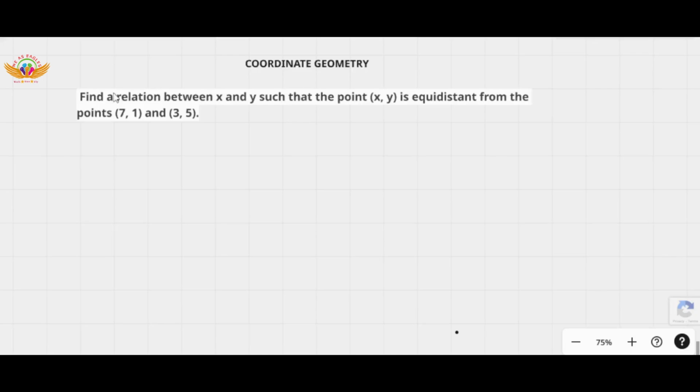Today we are going to solve 2 mark, 3 mark, 4 mark and 5 mark type of questions that might come in the board exam. Let us move to the first question.